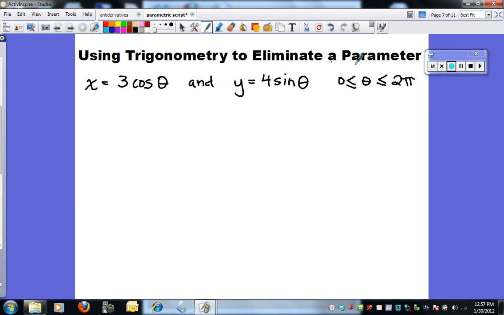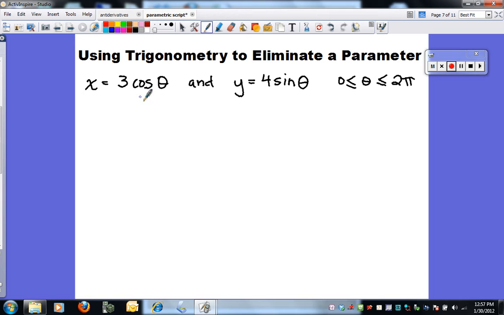And now, like I told you where we left off, we're going to be using trigonometry to eliminate a parameter. So here are two parametric equations. Our parameter here is theta, as you can see. We want to sketch a curve, but in order to sketch this curve, we're going to eliminate the parameter and turn it into a rectangular equation.